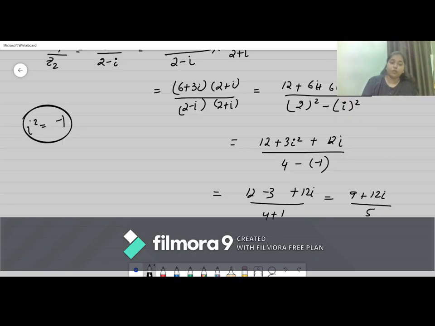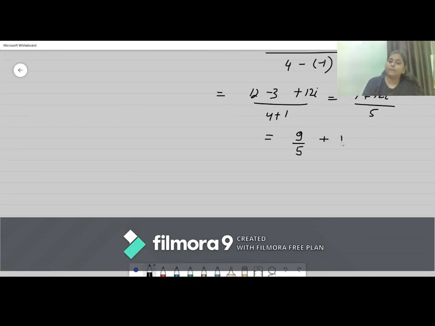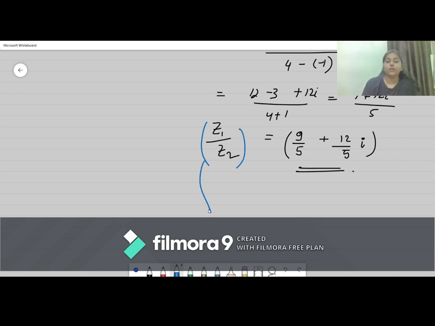Now, just for the sake of writing this in standard form, this is the answer of what? Z1 upon Z2. Okay, here if I ask you for Z1 upon Z2, what is its real part and what is its imaginary part, what will you say? The real part is 9 upon 5 and the imaginary part is 12 upon 5.